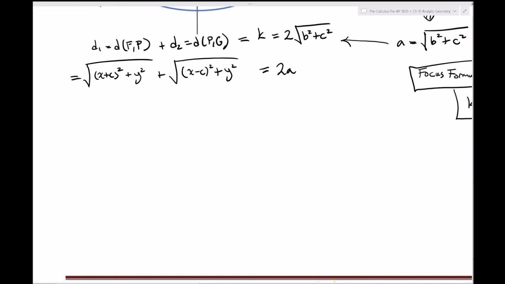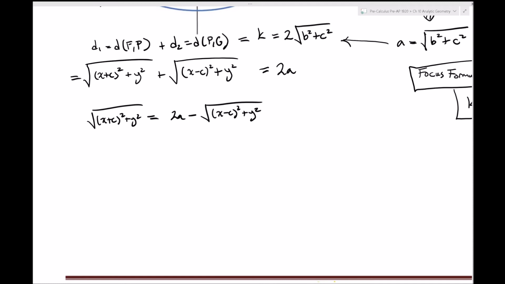So what I'm going to do is move one of them. I'll keep the one on the left. So square root of (x plus c) squared plus y squared equals, that's going to be 2a, and then minus the other one, square root of (x minus c) squared plus y squared. So all I've done is I've taken one of those square roots and I've moved it to the other side. I haven't really squared anything just yet, so now that's what I plan on doing.